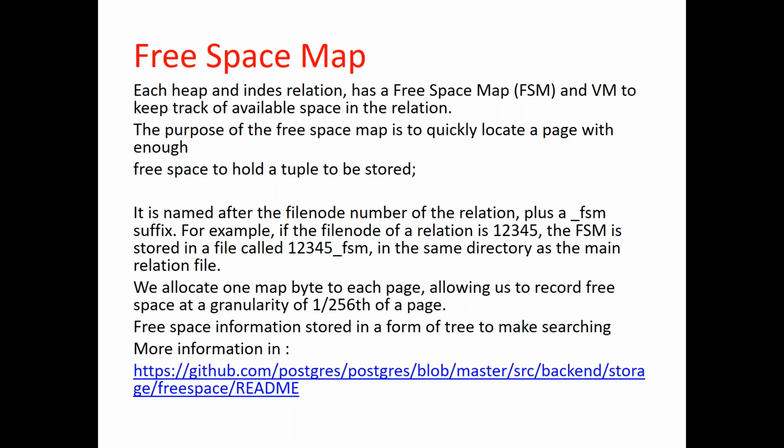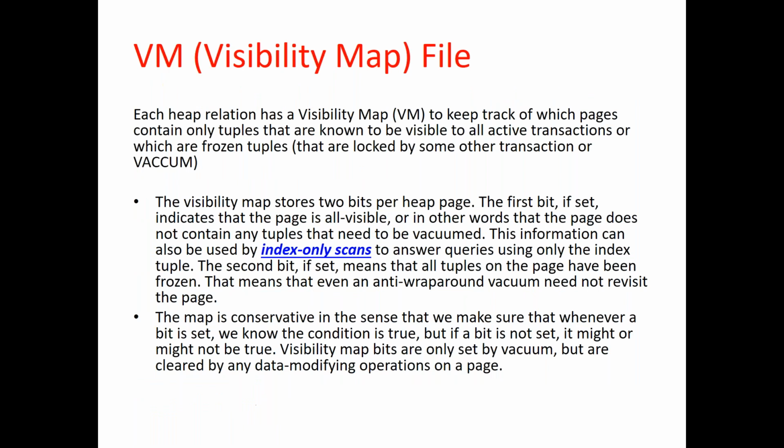The purpose of the free space map is to quickly locate a page with enough free space to hold a tuple to be stored. It is named after the file node number of the relation. So the name of this file is whatever the file number is, like 12345 underscore FSM. There is a link I have specified in this slide. Once you get this slide, you can go to this link and read more about it if you want to go into more internals of Postgres.